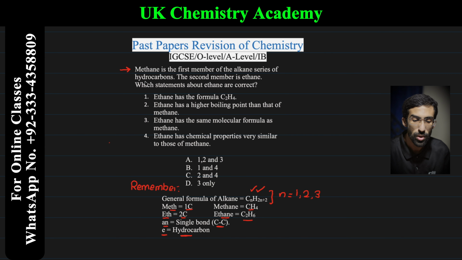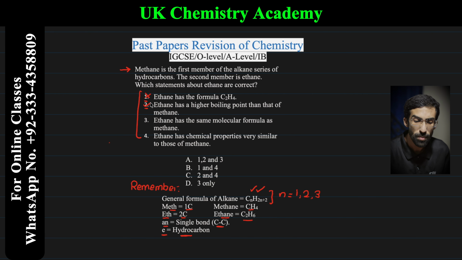Now continue the statements. There are four statements given here. The first statement is that ethane has the formula C2H4. No, it is not a correct statement. Ethane has the molecular formula of C2H6. The second statement is that ethane has a higher boiling point than that of methane.